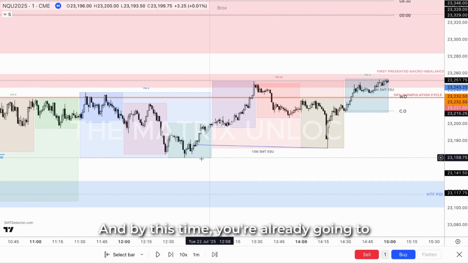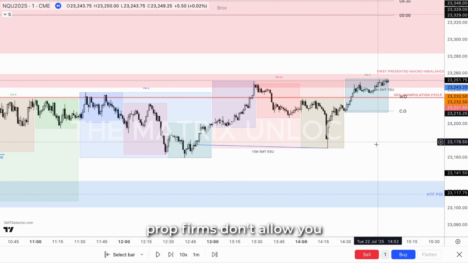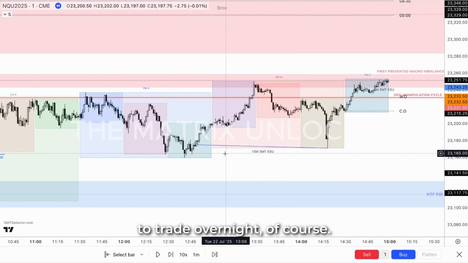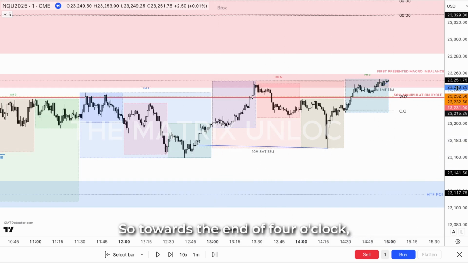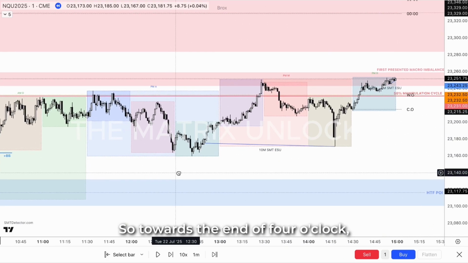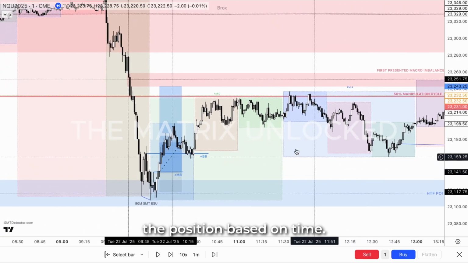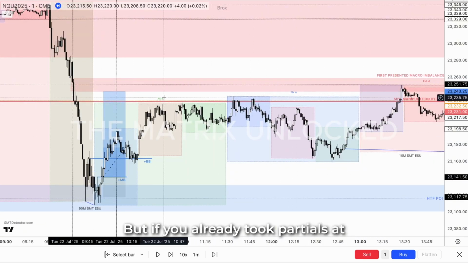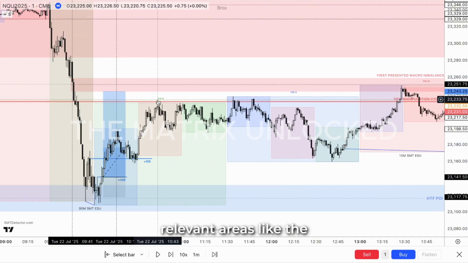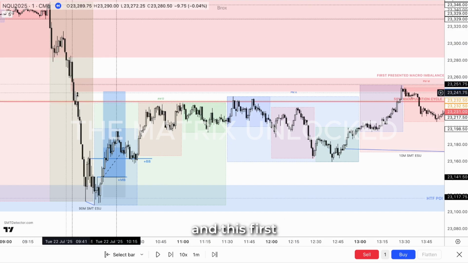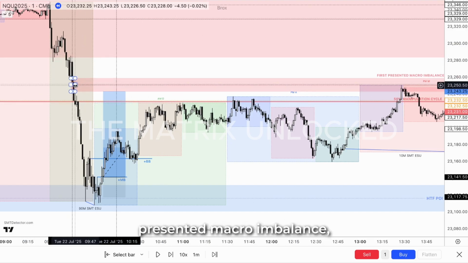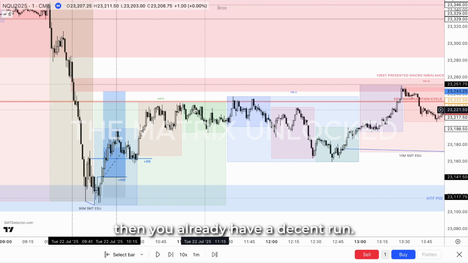And by this time, you're already going to be out, because the prop firms don't allow you to trade overnight, of course. So towards the end of 4 o'clock, you likely just have to cut the position based on time. But if you already took partials at relevant areas like the 50% and this first presented macro imbalance, then you already have a decent run.